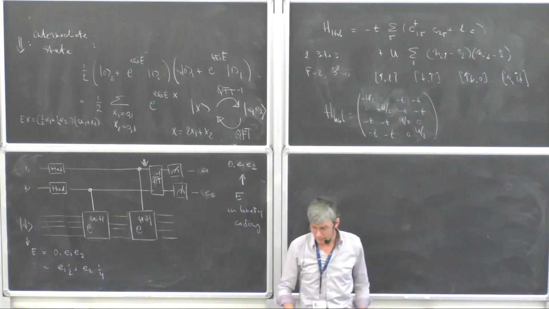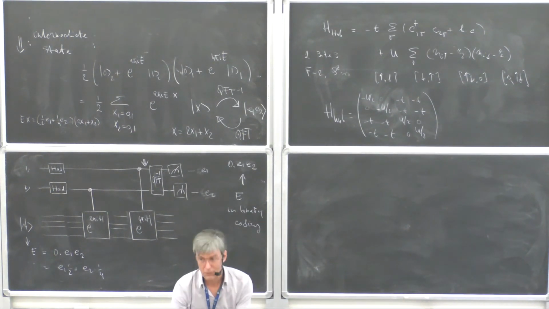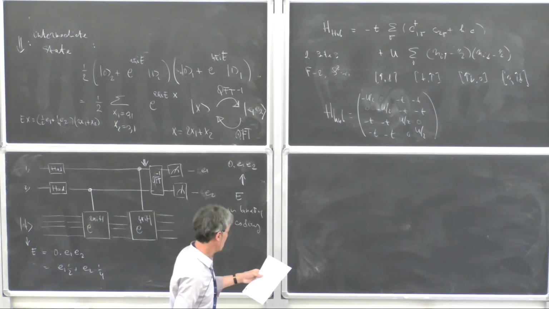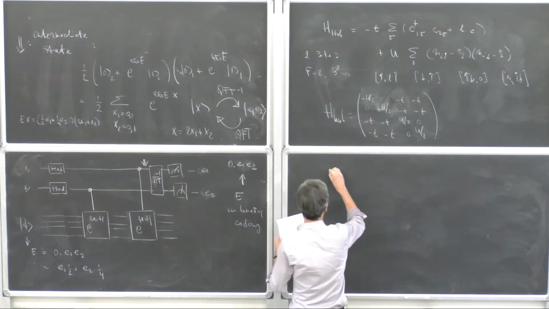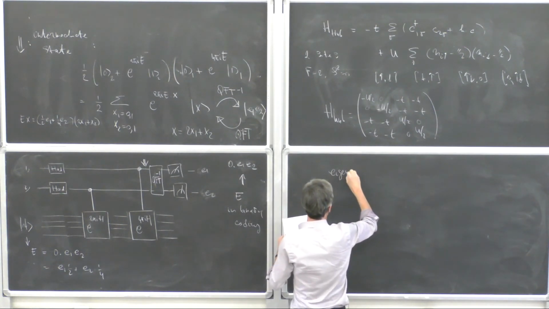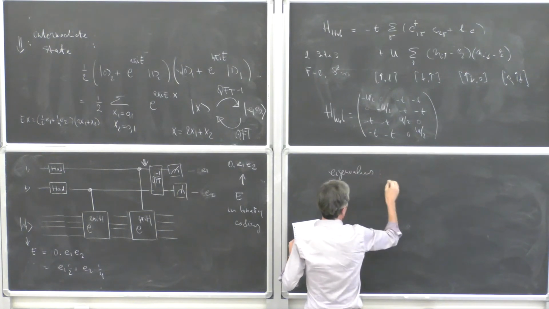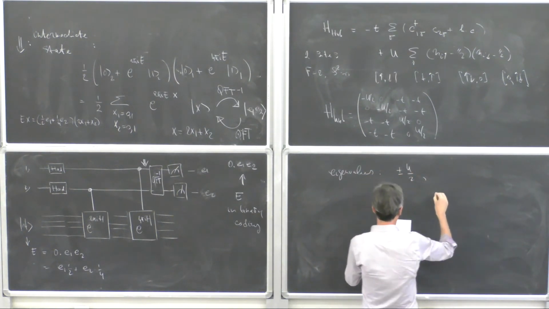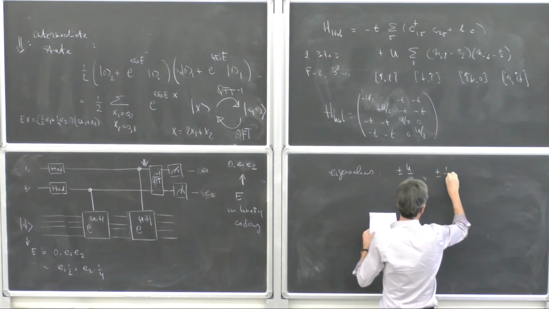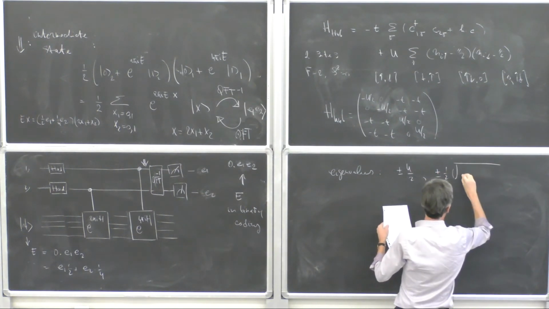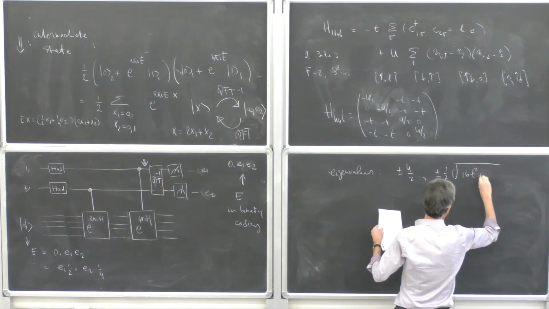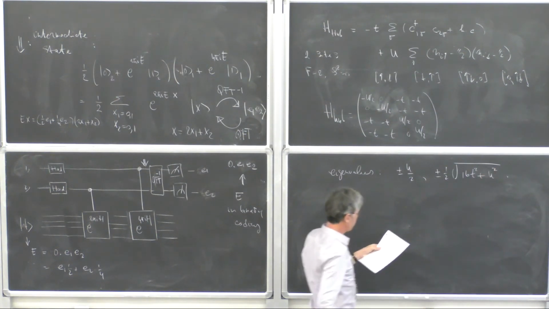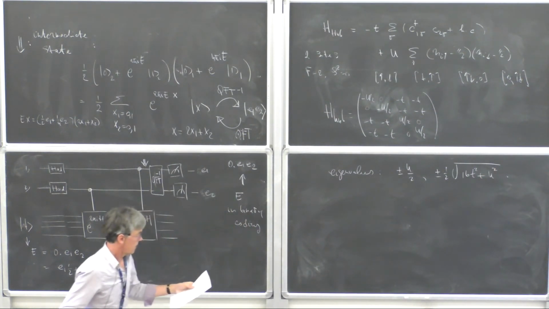That's the plan. But I can give away the secret of what comes out since I did it at home. The eigenvalues of this thing here are plus or minus U over 2, and then there's a more interesting value, plus or minus 1/2 square root of 16 times t squared plus U squared. So you have to believe me that this is the right thing.